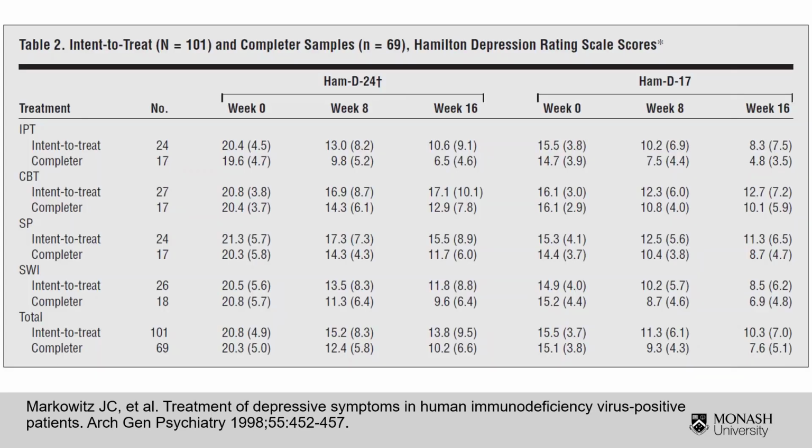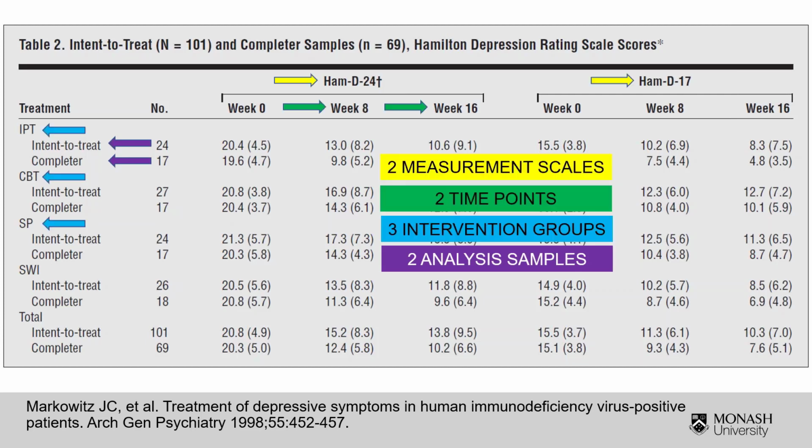Then I come across a table that looks like this. Now, this is a table in this particular trial, which includes data for 2 measurement scales for depression, both of which have data reported at 2 weeks, week 8 and 16. And there are my 3 intervention groups, each of which could be compared to the antidepressants. And then they've also provided data on 2 analysis samples, the intention to treat sample and the completer sample. So I have quite a lot of data in here.